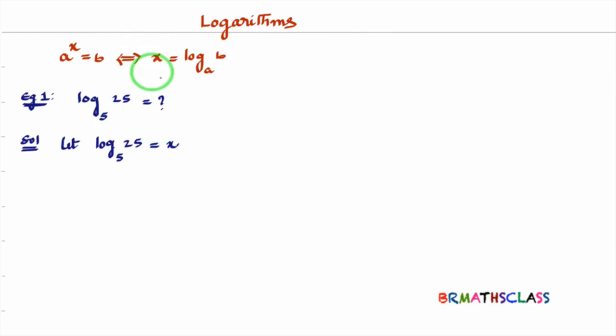Please observe here, when you see this type of expression x equal to log b base a, how will you write this in exponent form? It can be written as a power x equal to b. Try to understand, a power x equal to b. As per the definition, you take this 5 as the base: 5 power x equal to 25. How can you write like this? As per the definition we just learned. So 5 power x equal to 25.